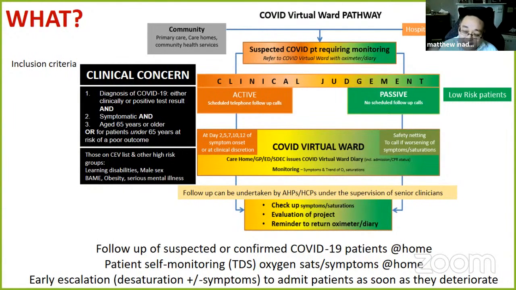And this is where things like BAME status, obesity, and serious mental illness come into their own as well. Now, the criteria are going to be refined over time as evidence comes about.